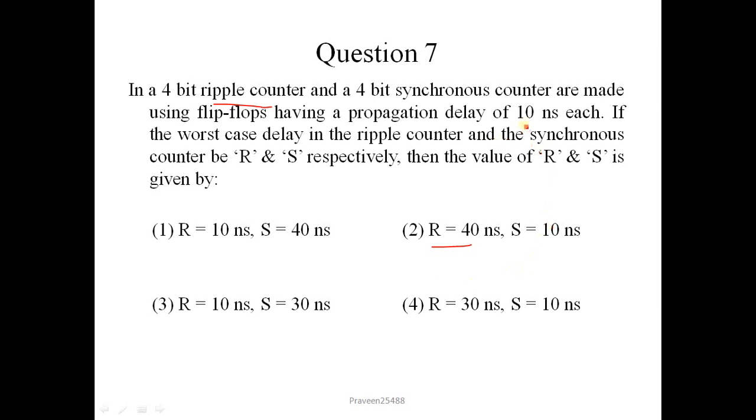On the other hand, in a synchronous counter, where a common clock pulse is required for each flip-flop, the propagation delay will be the maximum propagation delay of any flip-flop. So in a synchronous counter, the overall propagation delay will be 10 nanoseconds. So the correct option is 2.